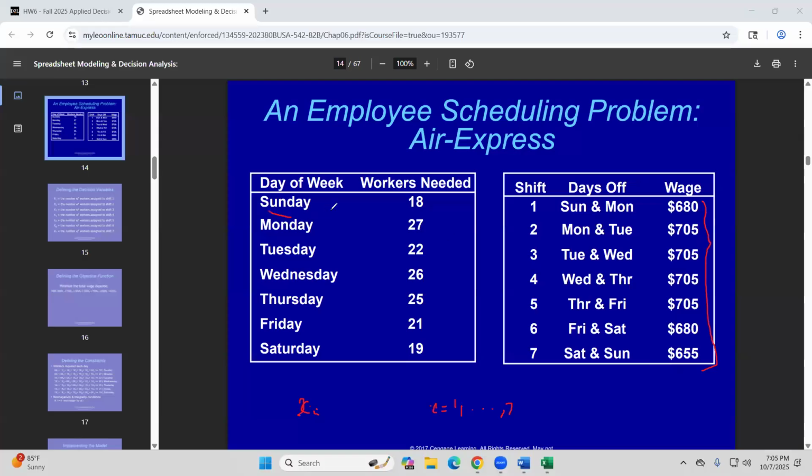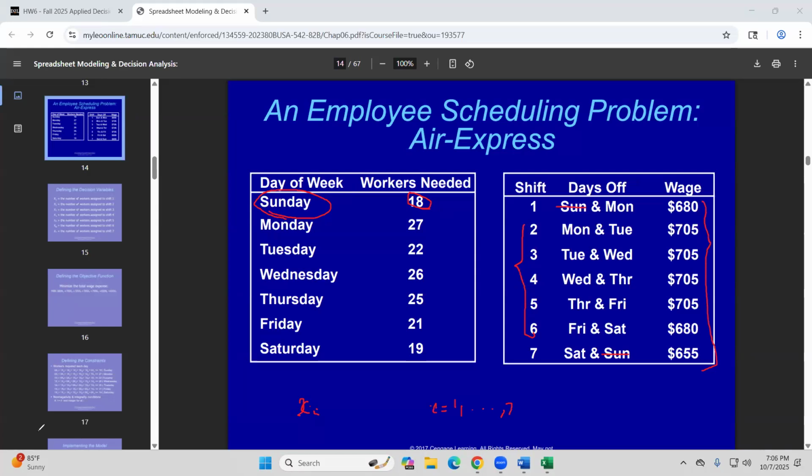Now let's work on Sunday. So Sunday we need 18 individuals, right? So how can we find those individuals that work on Sunday? Can you help me? The individuals working on shift number 1 are not working, right? Do you all agree? The same thing happens for shift 7 as well. So the summation of x2 all the way to x6 should be 18 or more, right? Do you agree for Sunday?